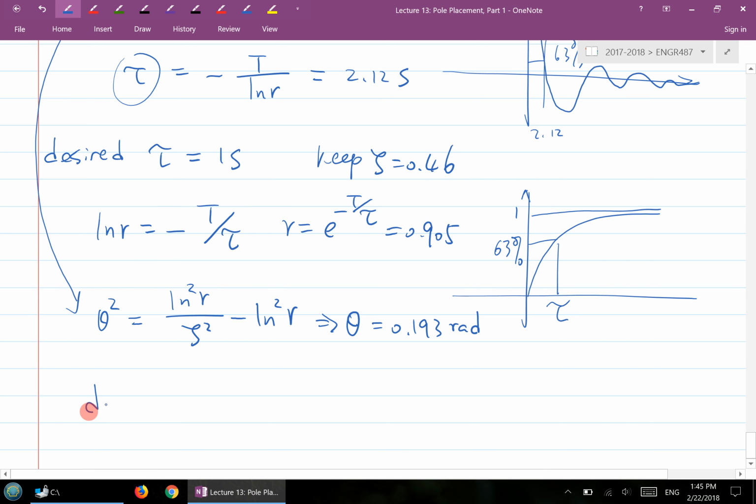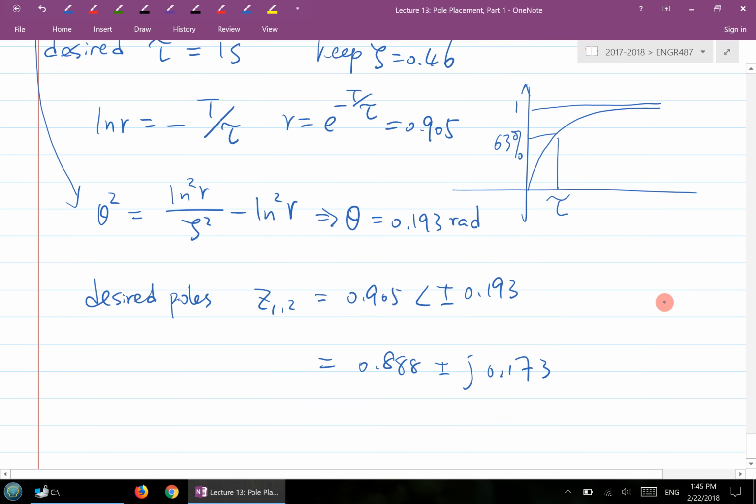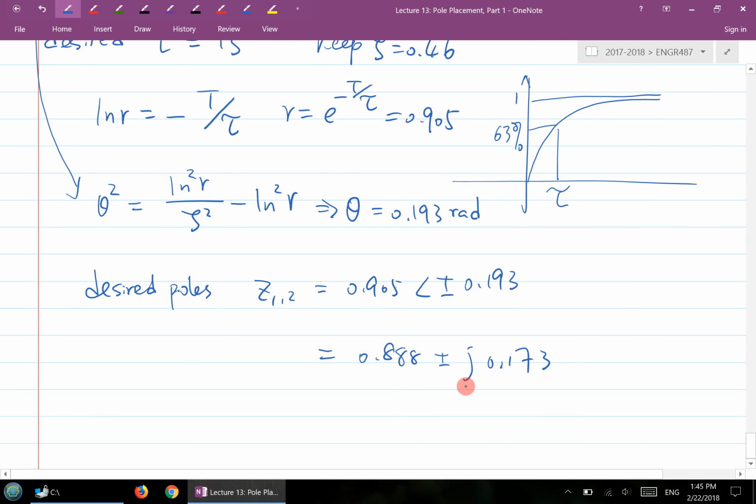So you got a new R and a new theta, then form your desired poles. So Z1,2 will be 0.905 plus minus 0.193 radians. That's the desired pole location, and put it back into the A plus jB format, which happens to be 0.888 plus minus j0.173. That's the desired pole now.